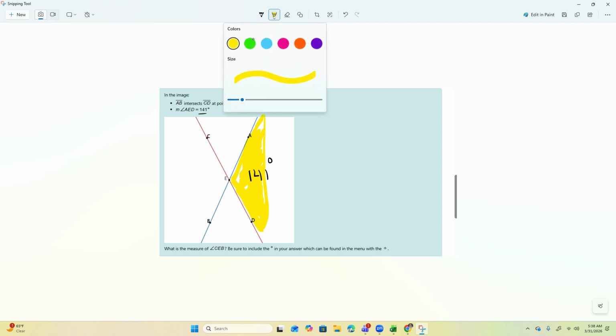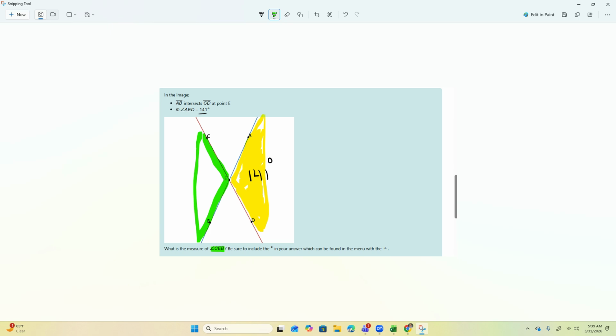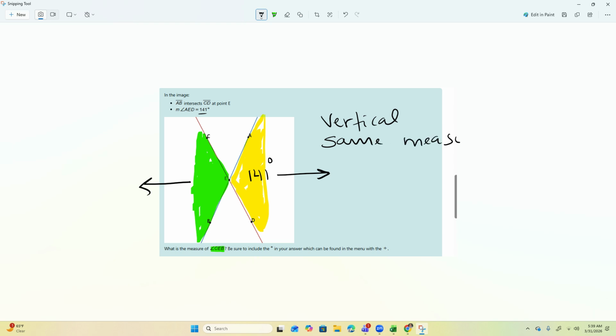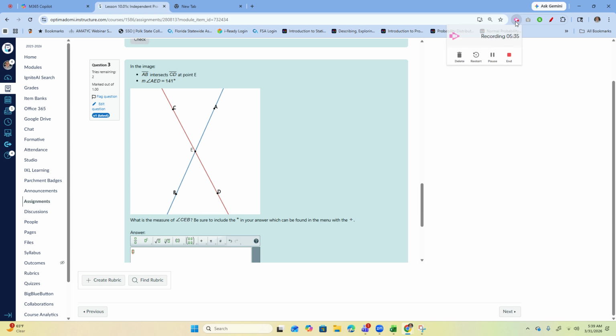They are asking you for the measurement of angle CEB. Let's find that angle, CEB. It's asking for this angle that I'm shading in green. Because the yellow angle is opening to the right, and the green angle is opening to the left, those two angles are vertical and they have the same measure. So that means that angle CEB is also 141 degrees. And that's how you do problem number 3. Let's go to the next one.